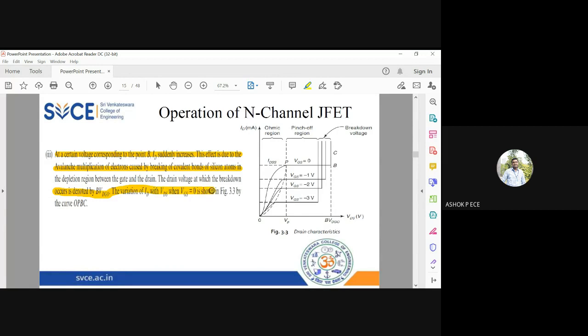So this is the variation of the graph, which is shown by the four points O, P, B, and C. O to P, ohmic region, P to B, pinch off, B to C, breakdown. So this is how your drain characteristics graph will look like. Any doubt in drain characteristics, you can ask.